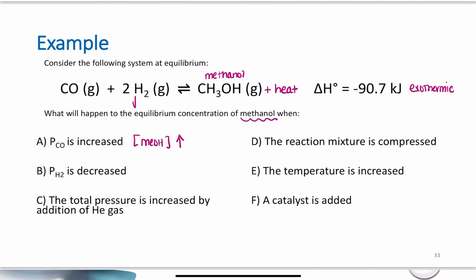If I decrease the partial pressure of H2, methanol concentration will decrease because I'm going to have to make more H2 to reestablish an equilibrium. The total pressure is increased by the addition of helium gas. Again, non-participating. No effect.